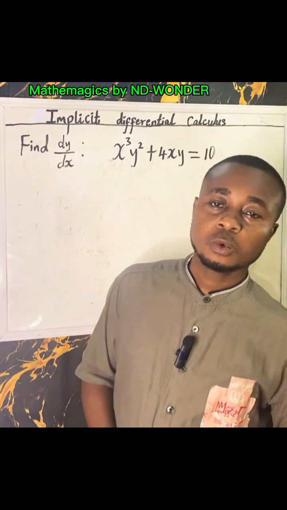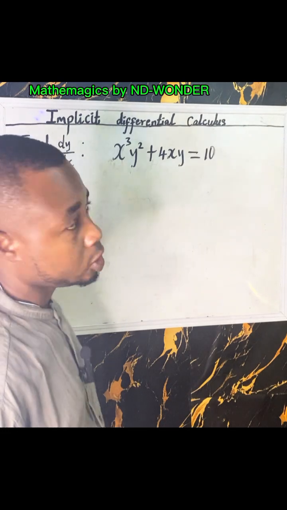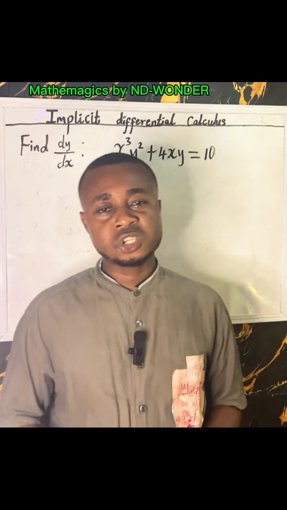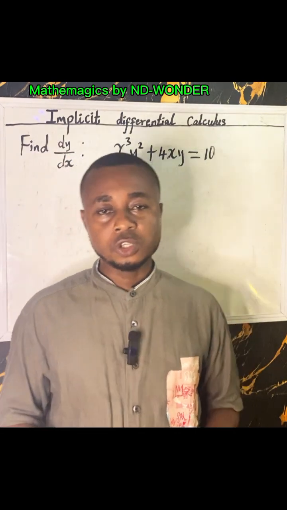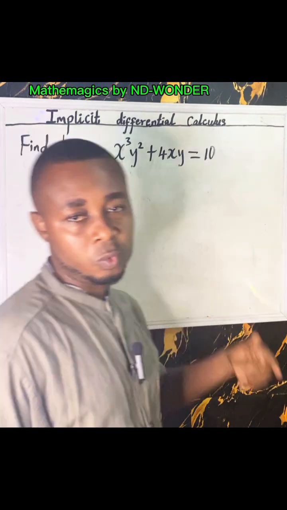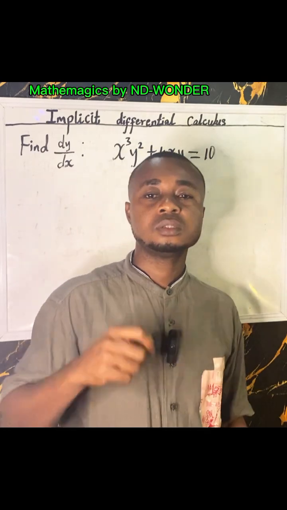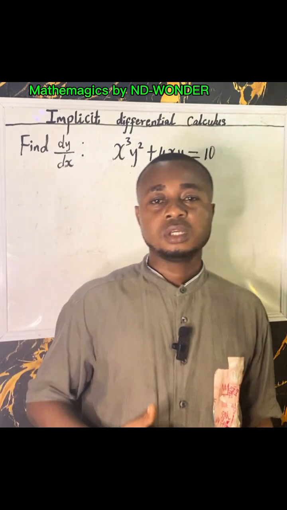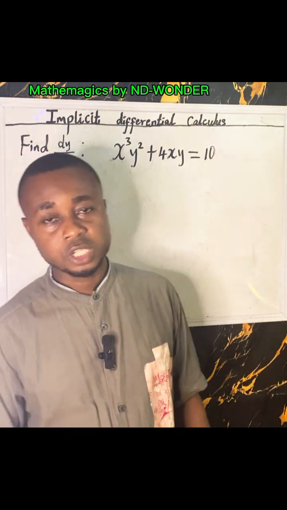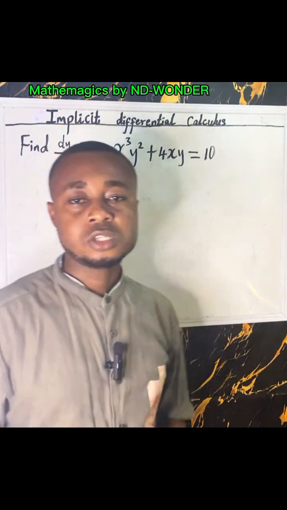Hi people, quick one. I have implicit differential calculus. What is the meaning of implicit? Implicit is just a differential method used in getting dy over dx when x and y are used in one equation. Whenever x and y are used in a differential equation, we use this implicit method to get the solution.